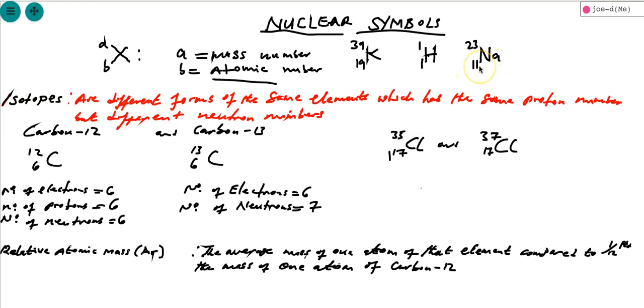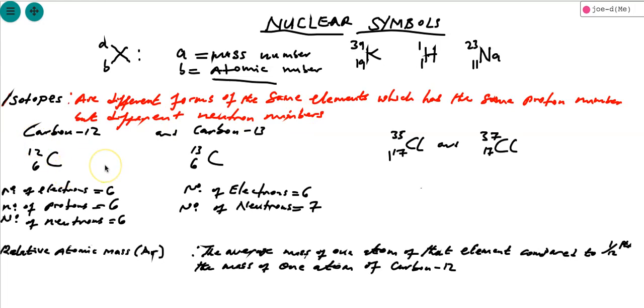Now you can pause the video and write the nuclear symbol of any other atom you know. Okay, now let's continue with isotopes. Isotopes are different forms of the same element which have the same proton number but different neutron numbers. That is, they have the same atomic number but different neutron numbers.